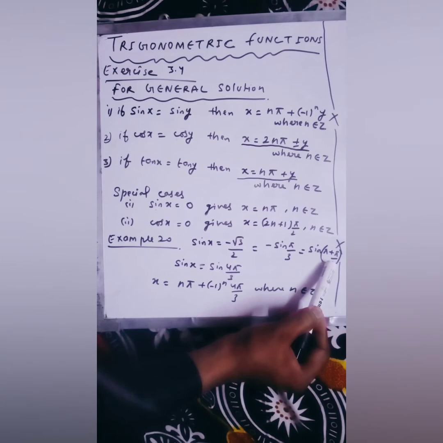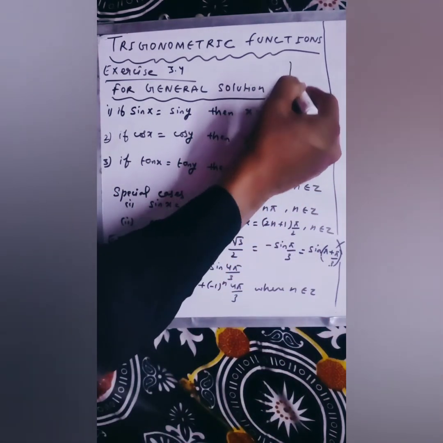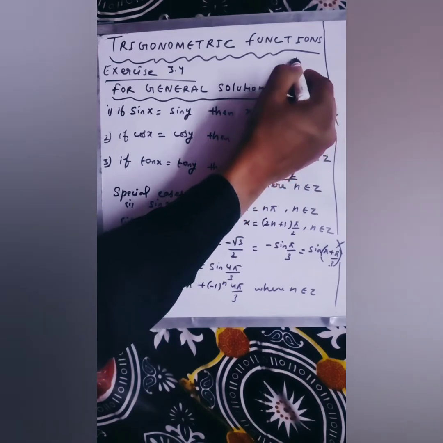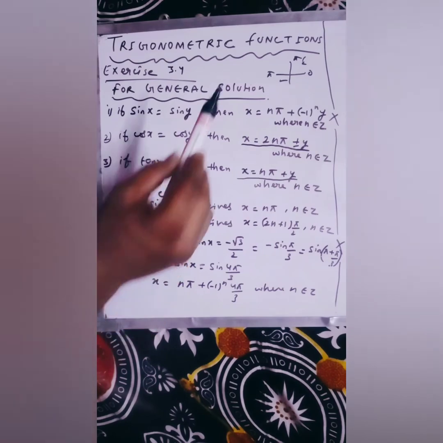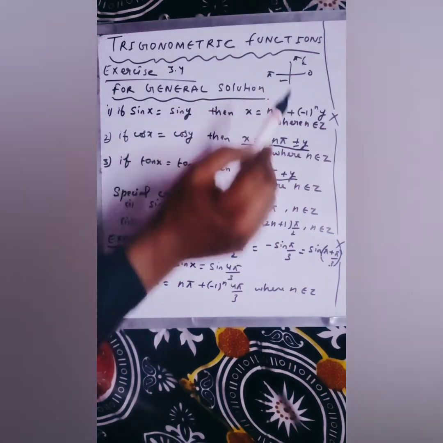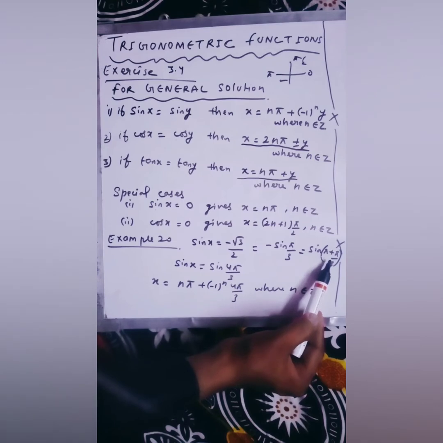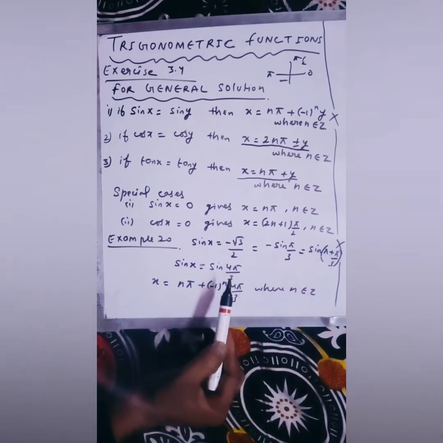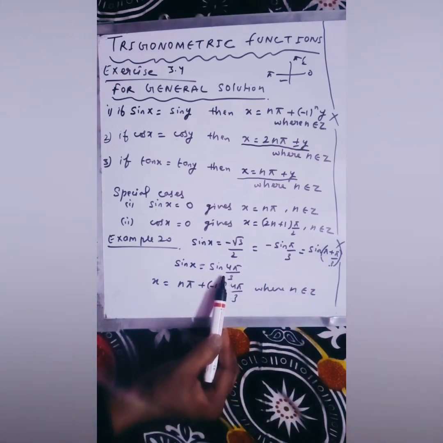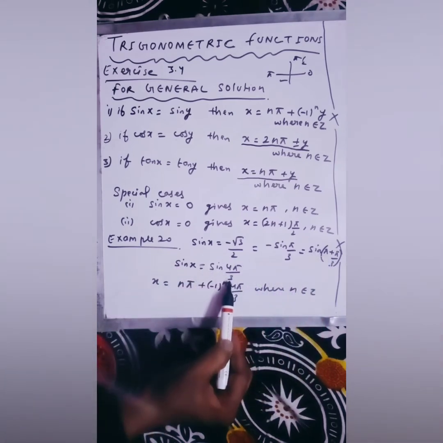Pi is coming because, see here, this is your 0, this is your pi by 2, this is your pi. The value is coming in the third quadrant, so it would be pi plus the angle, so pi by 3, that is pi plus pi by 3. Now you have to solve this. After solving you will get 4 pi by 3. So here I have written sin x is equal to sin 4 pi by 3.